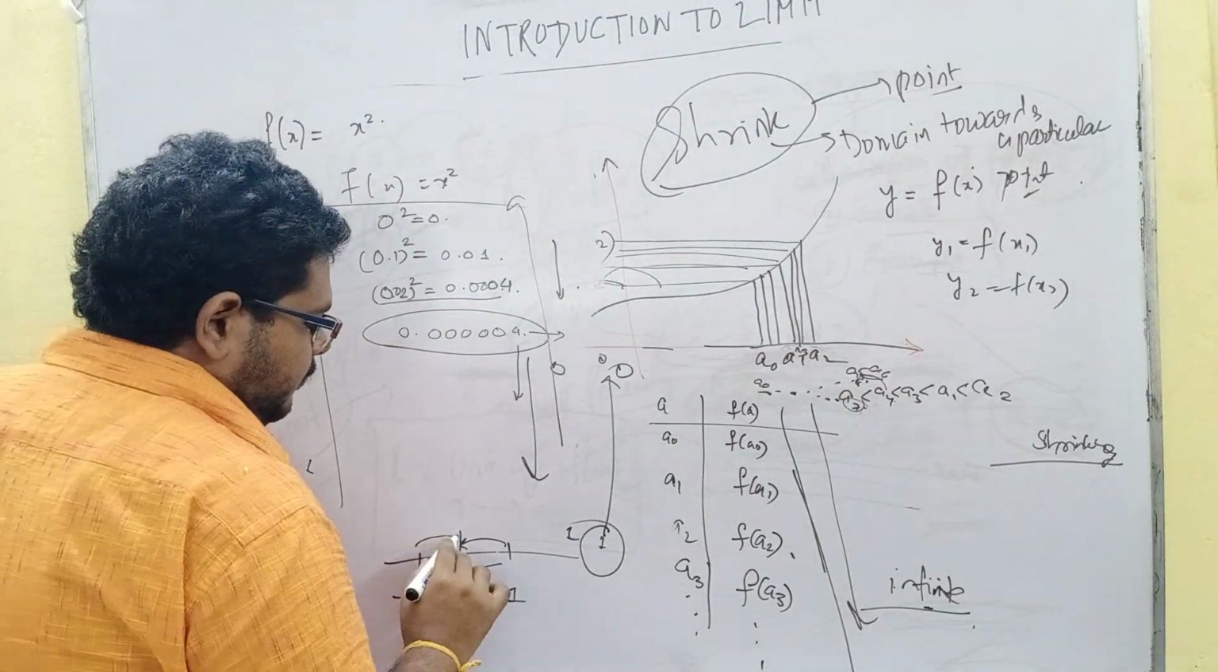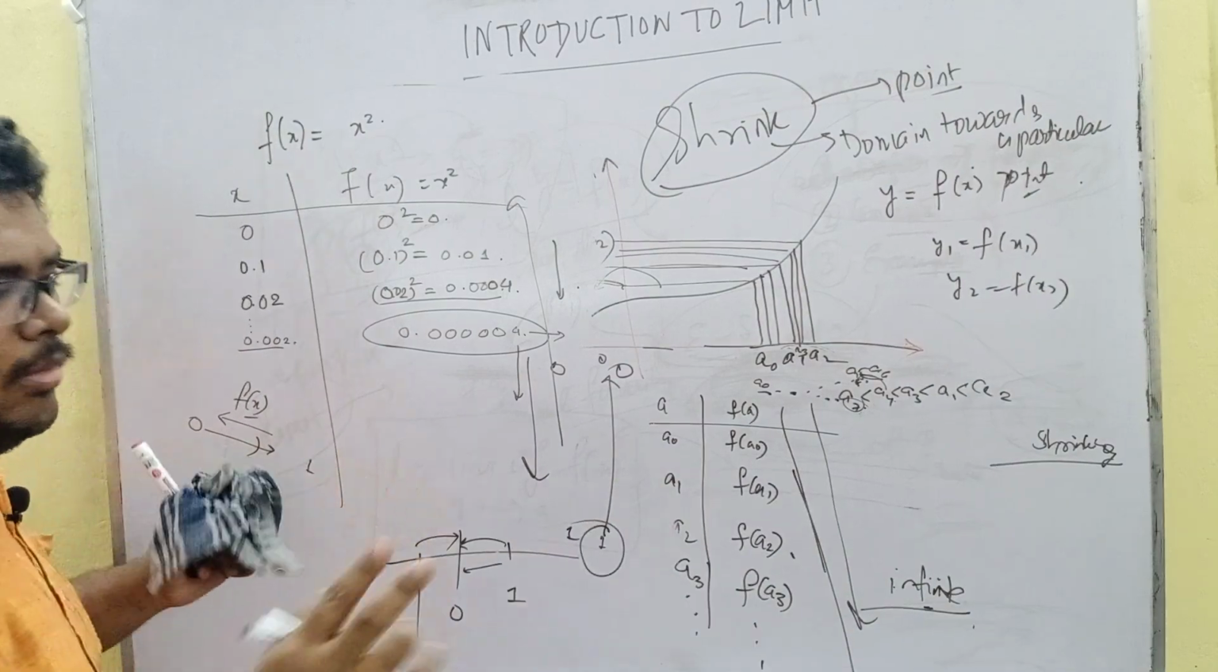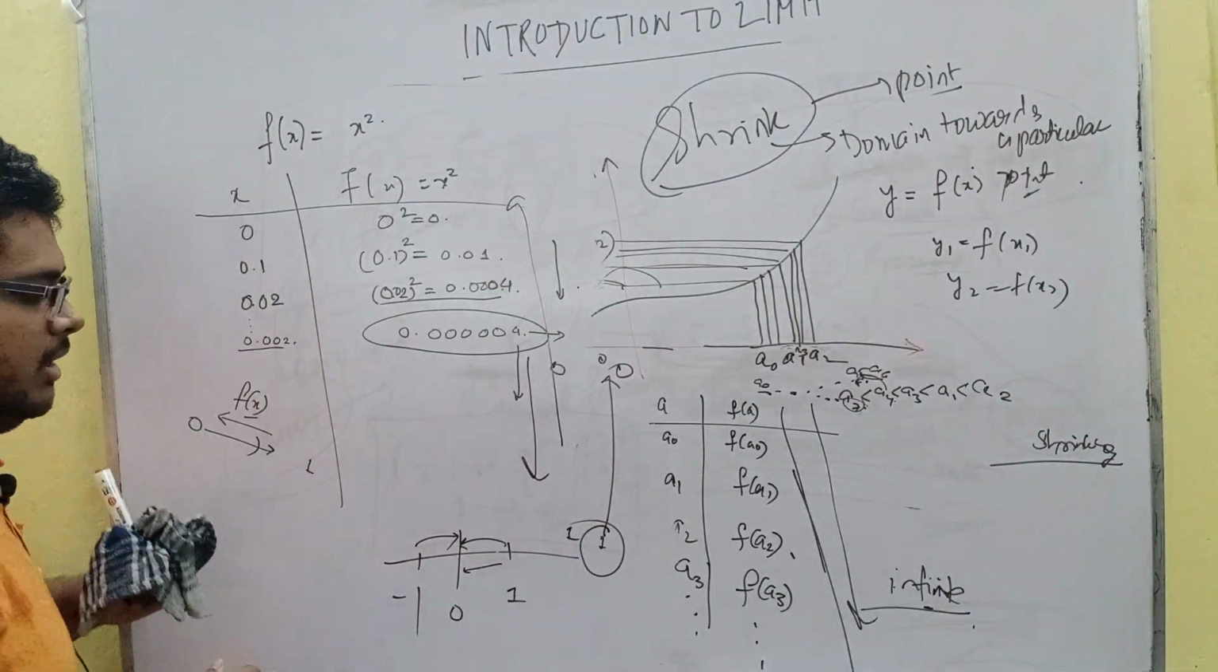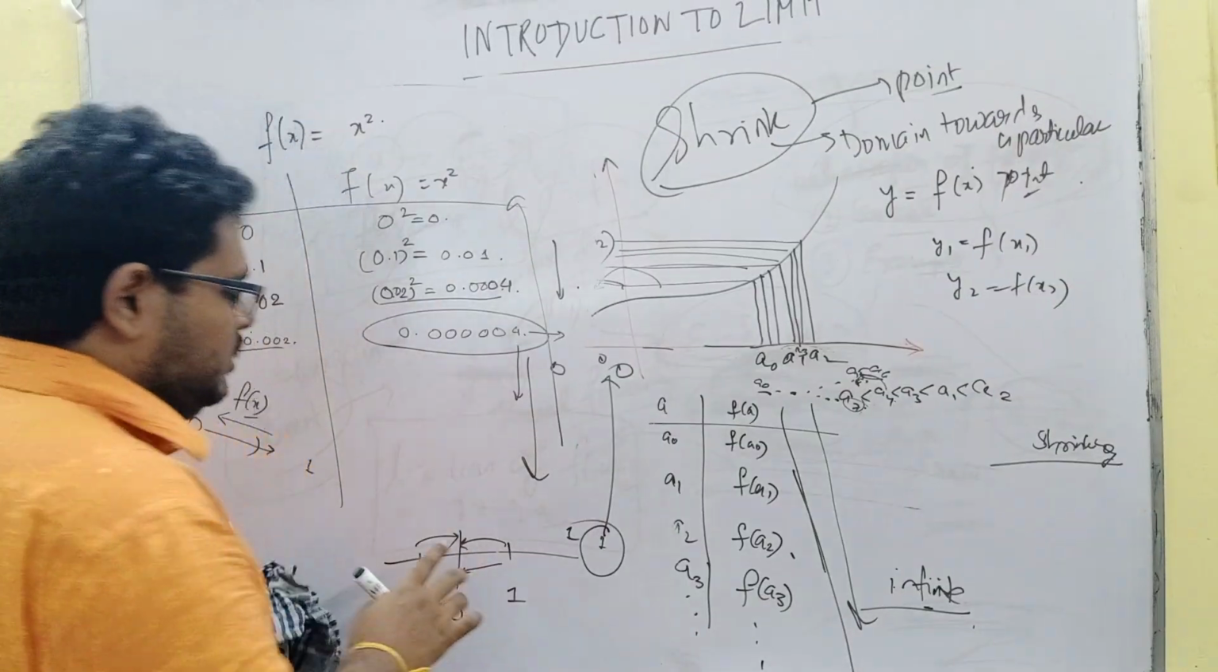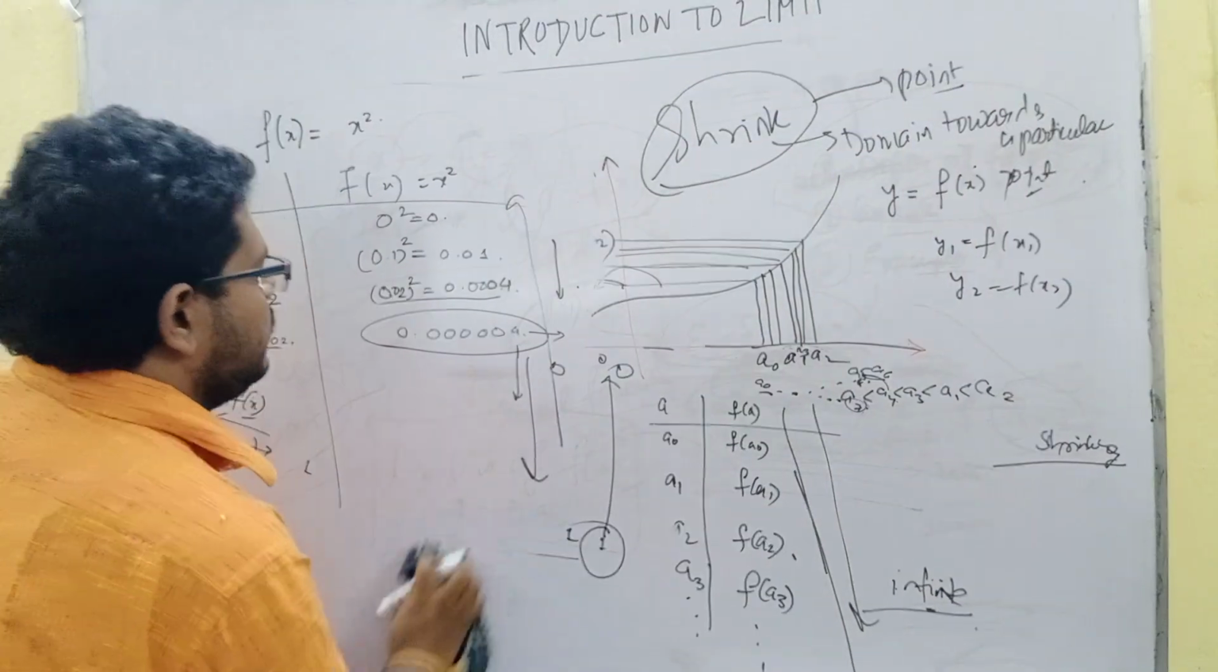Now if I take from this to this, there are two ways. Now listen carefully, there are actually two ways to analyze the function. Let me draw over here.